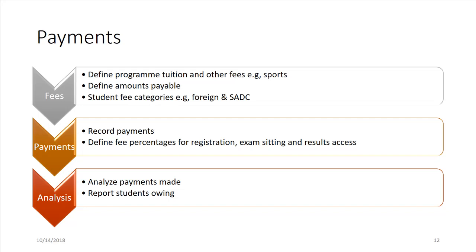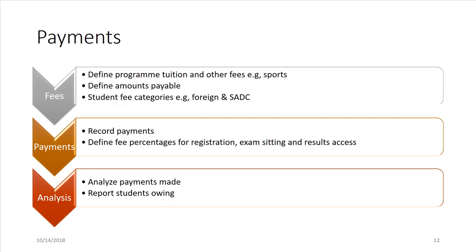And then you also have a payments module that allows you to keep track of payments of students, so you can define different fees, for example tuition fees or other kinds of fees like sports, medical fees, union fees and so forth. And you can define how much is payable for each of these fees. And then you can also define different fee categories for students, for example foreign students, static students, or boarders and so forth. And then you can also record these payments and even define fee percentages.